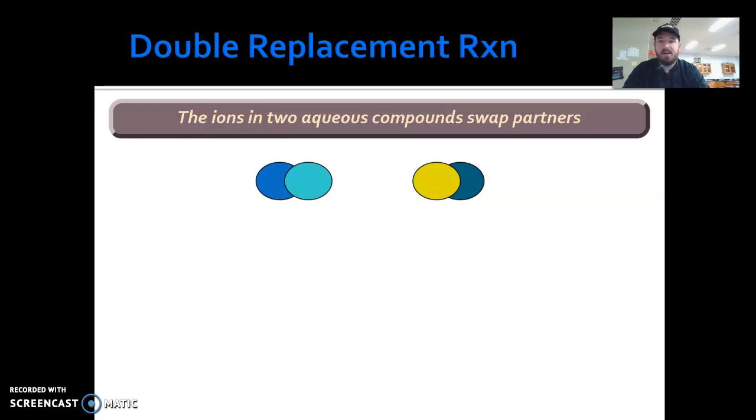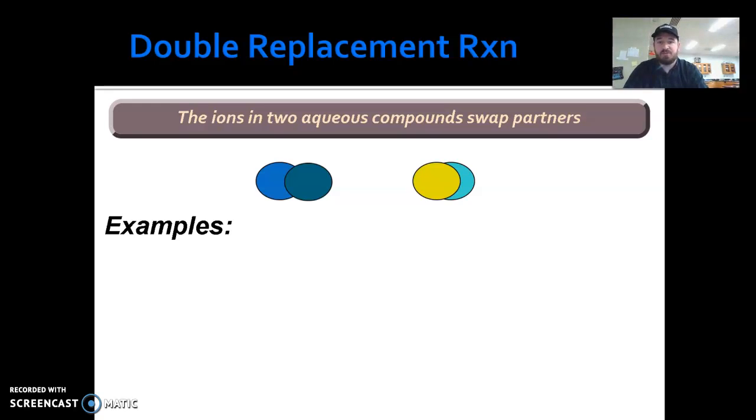Sorry about that. Let's take a look at a double replacement reaction. So double replacement is similar to a single replacement, except we're looking at two compounds here. There's no element, right? Two compounds. And what's going to happen, there's two ions and two aqueous compounds, and they're going to swap partners. Right, so you'll take a look. We trade partners, and now we have new products.